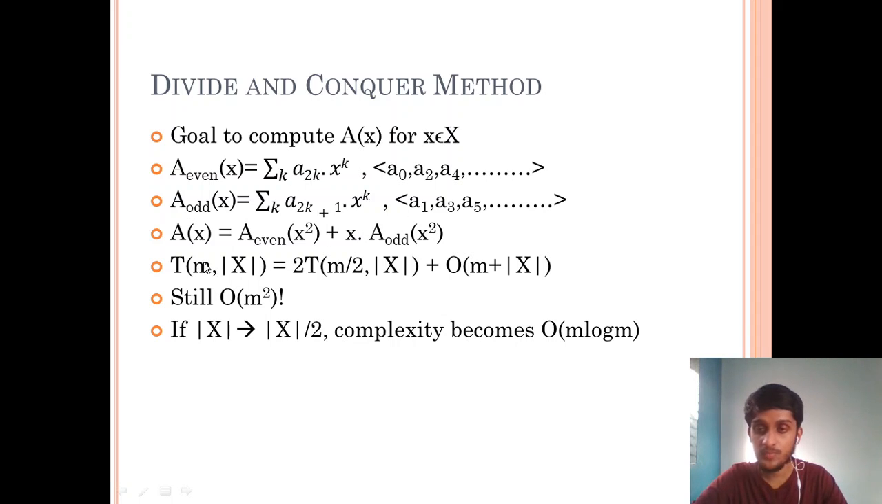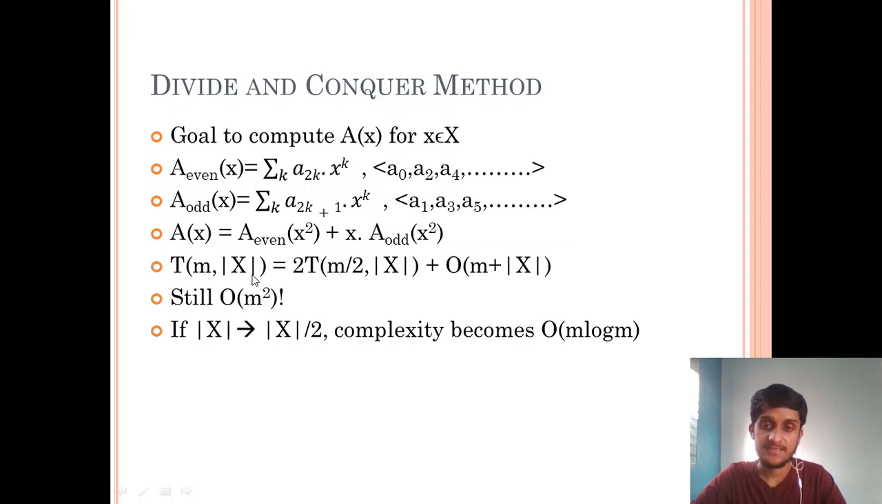So this is a recursion problem, and it is in two variables. We need to solve it using a binary tree, and if you solve it, it still comes out to be order m square. So even after doing this, we are not getting any improvement. What we really need is, along with decreasing m, so we saw that when we divide A into even and odd, the vector size reduces to half, but we are still computing it at all the points, right?